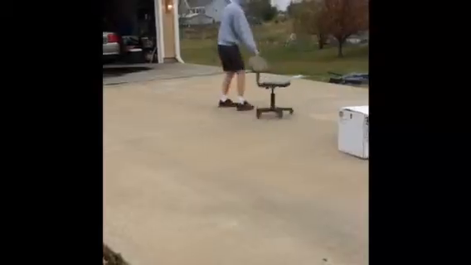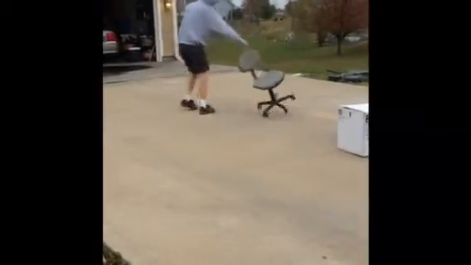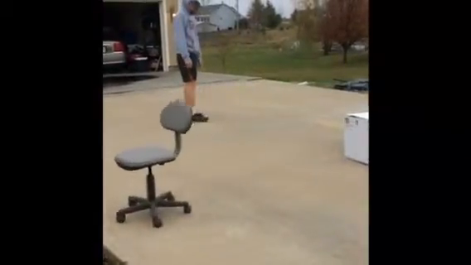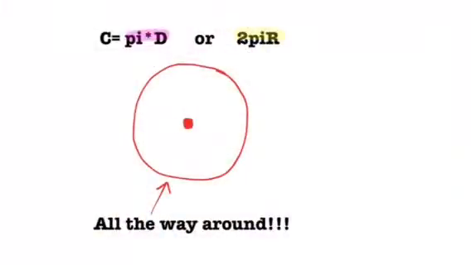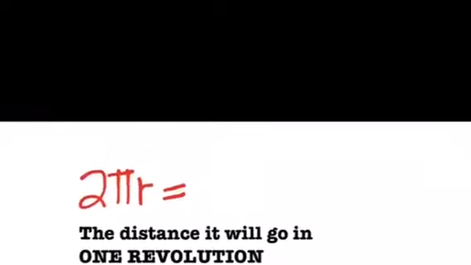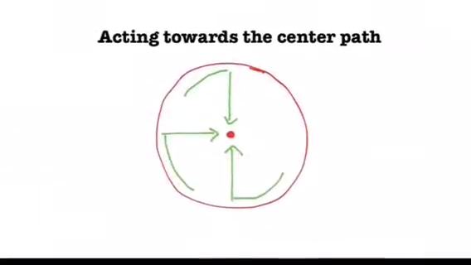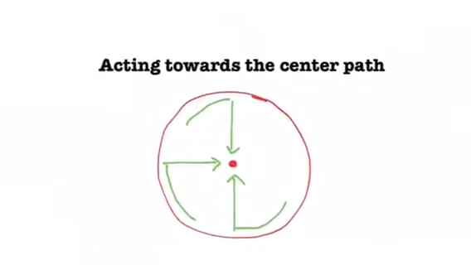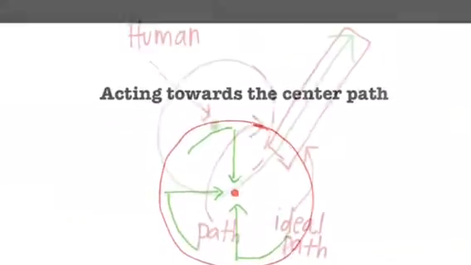As the boy begins to spin the chair in a circle, the chair is going to start experiencing circular motion. The circumference of a circle, which is pi times diameter, or 2 times pi times the radius, is equal to the distance it will go in 1 revolution. The velocity is now measured in revolutions per amount of time, or radians. The centripetal force is acting towards the center of the path like a dog on a leash who tries to run, but ends up going in a circle.